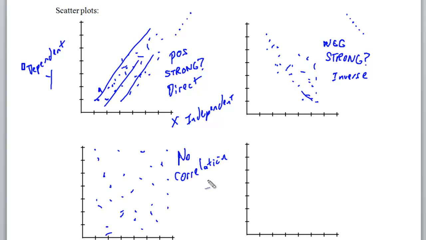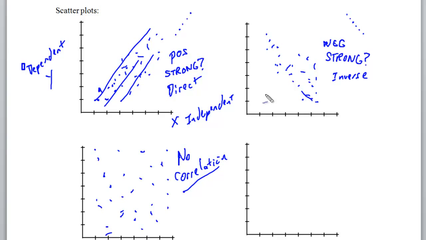And this no correlation means that you're not going to have a strong line going up or down, or even flat. A flat line wouldn't really traverse through many or any of these dots very well. So this is an example of no correlation. Your data's all over the place.